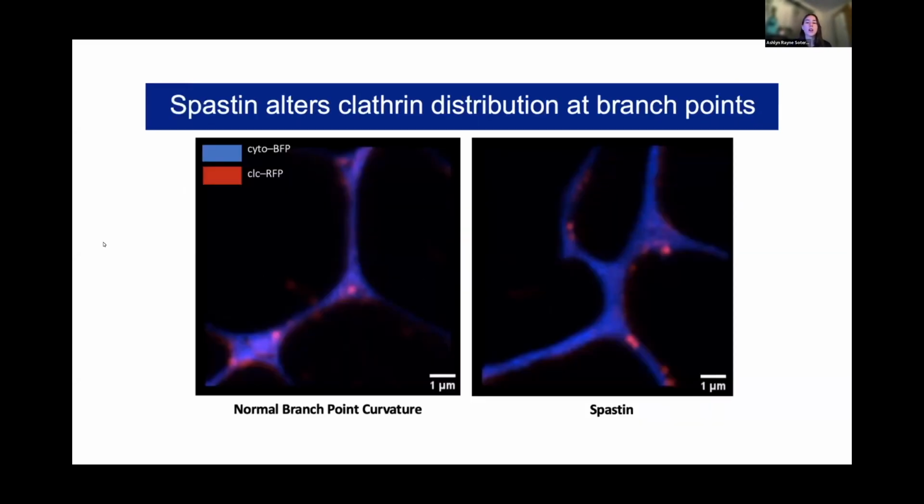In this picture, we can see the real-life effects of spastin using confocal microscopy, as well as fluorescent proteins. On the left is the regular control branch point, and on the right is the spastin branch point, which you can see has much fatter tubes and larger branch points than the much thinner ones of the control line.